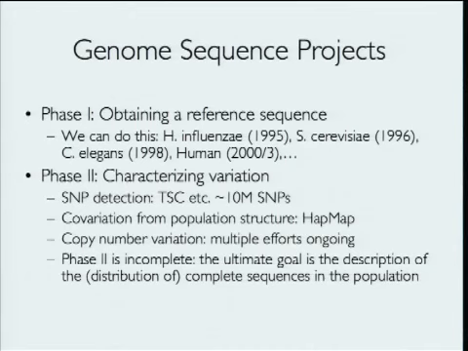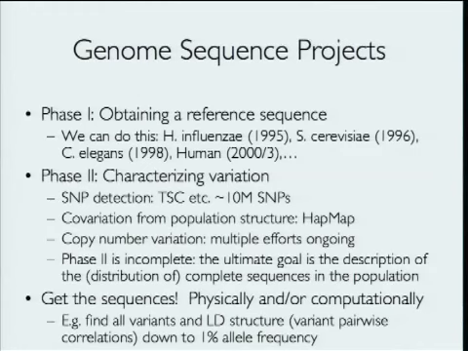And then, as you heard this morning, there are multiple efforts to find copy number variation. This is variation not at single positions, but which affects larger regions of the genome. But that's very much ongoing and incomplete, as I presume you heard. So all of this is incomplete, and I would say the ultimate goal is the description of the distribution of complete sequences in the population. If we had a better picture of that, it would underpin all our work in human genetics.